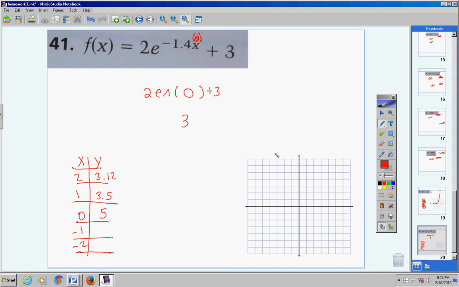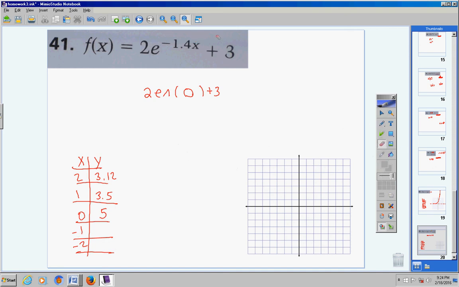Now let me show you how I got that, okay? Remember, anything to the 0 power is 1. So we have 2e to the 0 power plus 3. Well, this is 1. So I have 2 times 1 plus 3. 2 times 1 is 2 plus 3 is 5. Okay? Alright, moving on to the next value, which is negative 1.